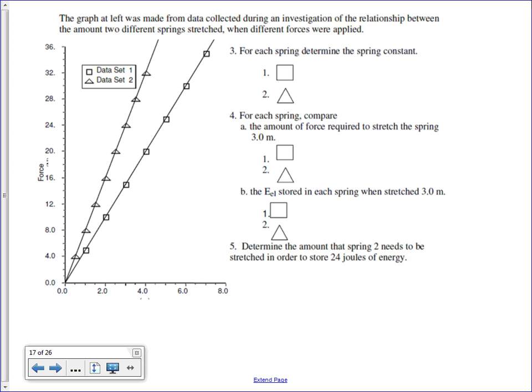All right, so question number 3 asks, for each spring, determine the spring constant. Do you remember how to find the spring constant from a graph? Remember, it's the slope. So let's do that. Let's do it for the square one first.